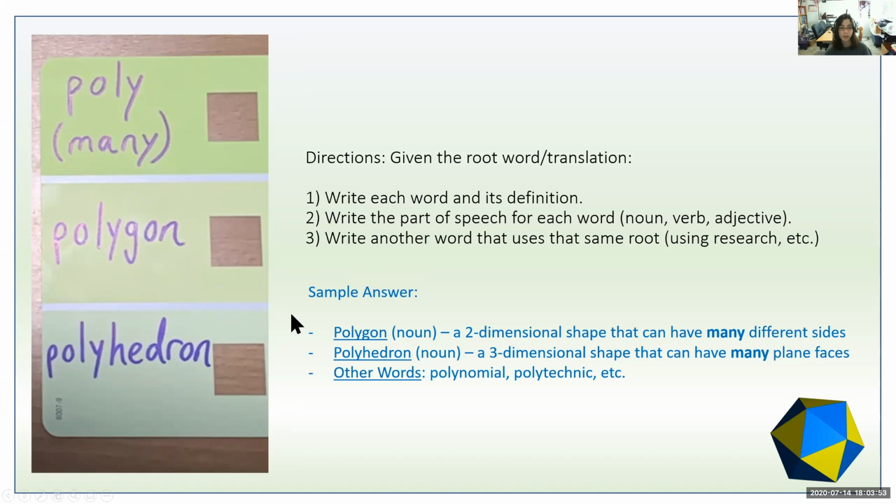So as a sample answer, yours may look a little different, and that's perfectly fine as long as it follows the same general gist of it. Okay, so I wrote down my word polygon, and I said polygon is a noun, and it's a two-dimensional shape that can have many, notice that it connects with this definition, many different sides. And a polyhedron, this other vocabulary word, is a noun, and it's a three-dimensional shape that can have many plane faces. So this might be like a new term, but this is what a polyhedron might look like. Other words that use poly are polynomial, polytechnic, and other words too.